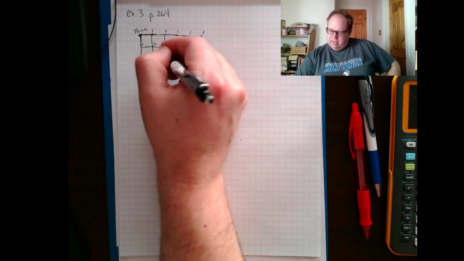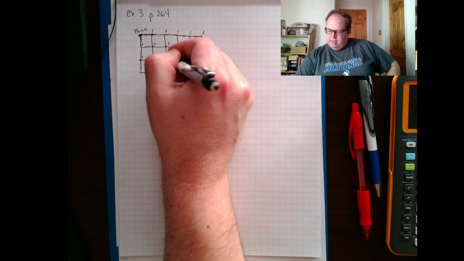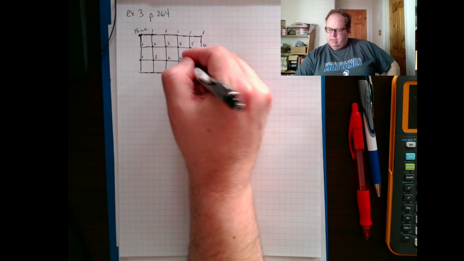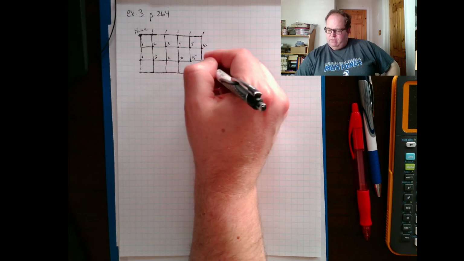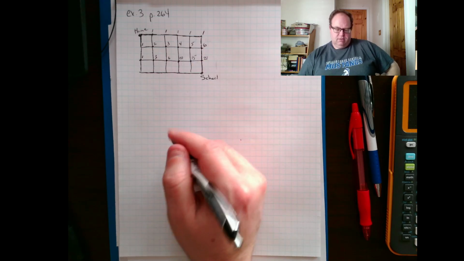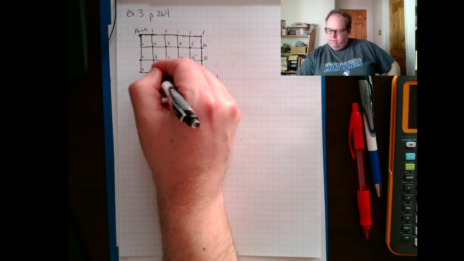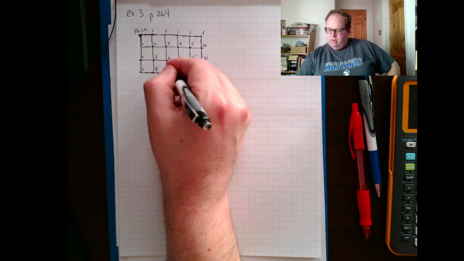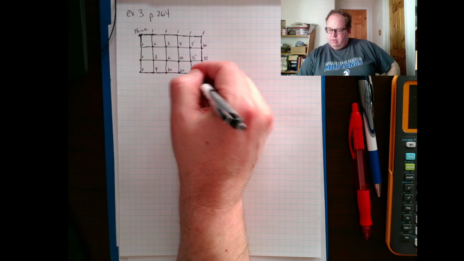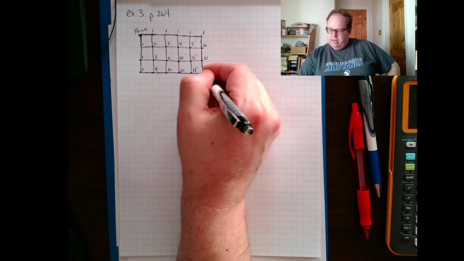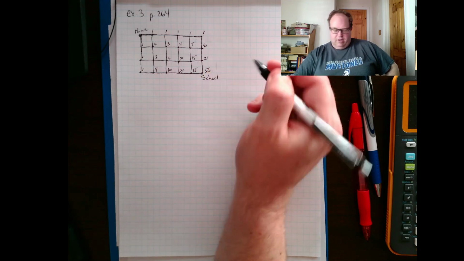There's only one way to get to here, but 1 and 2 makes 3 ways to get here. 3 and 3 makes 6 ways to get here. 6 and 4 is 10 ways to get to this point. 10 and 5 is 15 ways to get to this point. And 15 and 6 is 21 ways to get to this point. We're almost there. One way to get down to this corner. 1 and 3 is 4 ways to this point. 4 and 6 is 10 ways to this point. And then 10 and 10 is 20 ways to this point. 20 and 15 is 35 ways to this point. And finally, 35 and 21 is 56 ways to get to school.